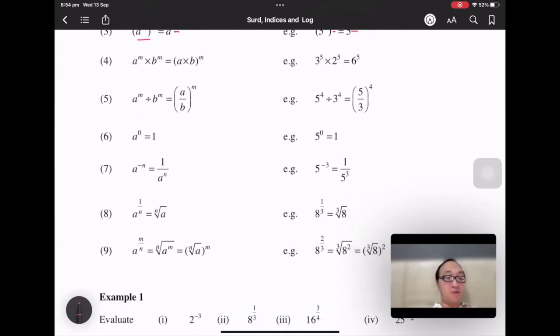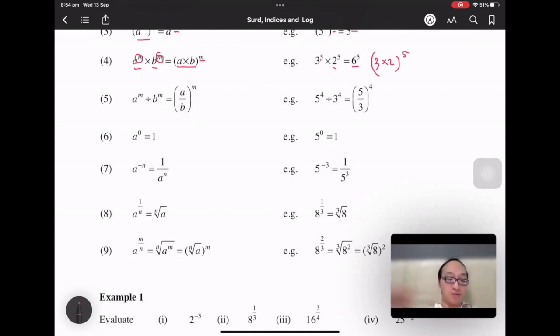The fourth one, if we have two different bases of numbers, a and b, with the same index or same power, we can combine the numbers with that power. So the base should be different, but the power should be the same. For example, 3 to the power of 5 times 2 to the power of 5. It's 3 times 2, combined to the power of 5. Yeah, the same power. So it equals 6 to the power of 5.